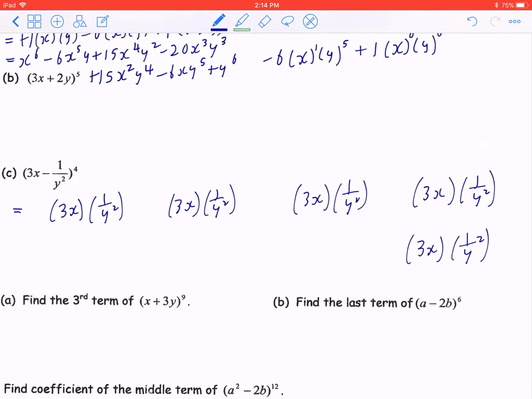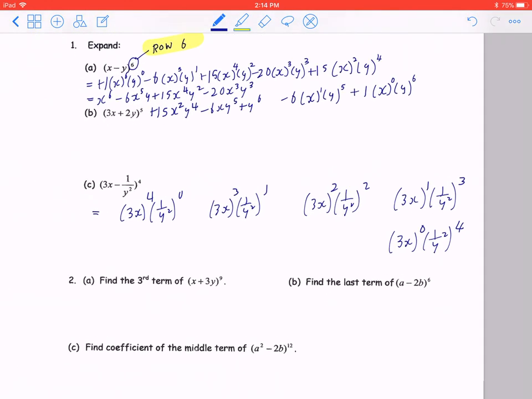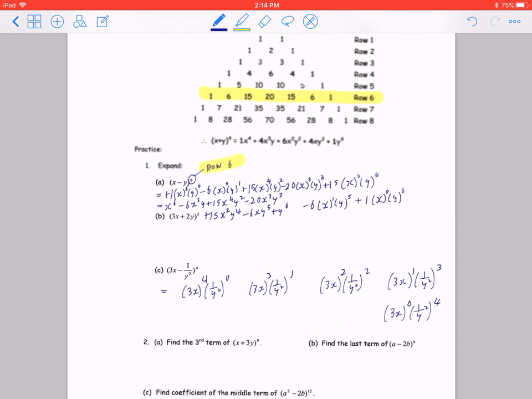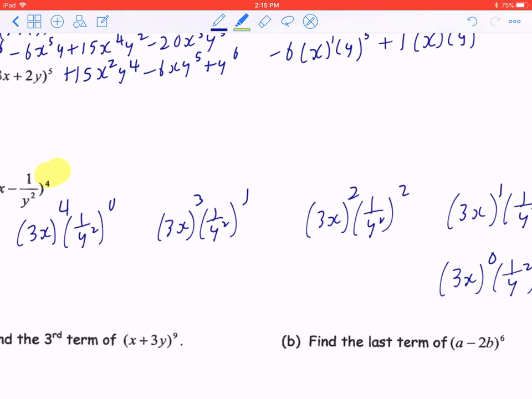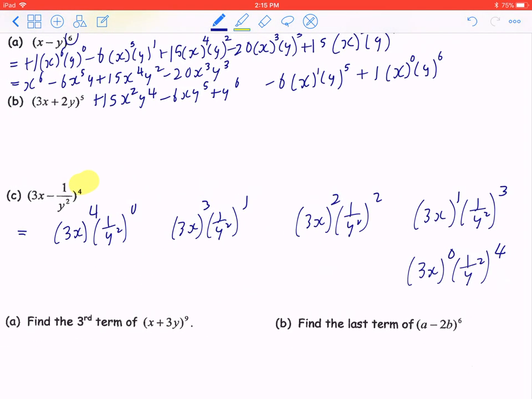So if you count down, it's going to be 4, 3, 2, 1, and 0. You go backwards, 4, 3, 2, 1, and 0. Again, the exponent is 4. So you look at row number 4, which means it's going to be right here. And the numbers are 1, 4, 6, 4, and 1. Because it's a minus sign, the signs alternate, plus and minus, and plus.